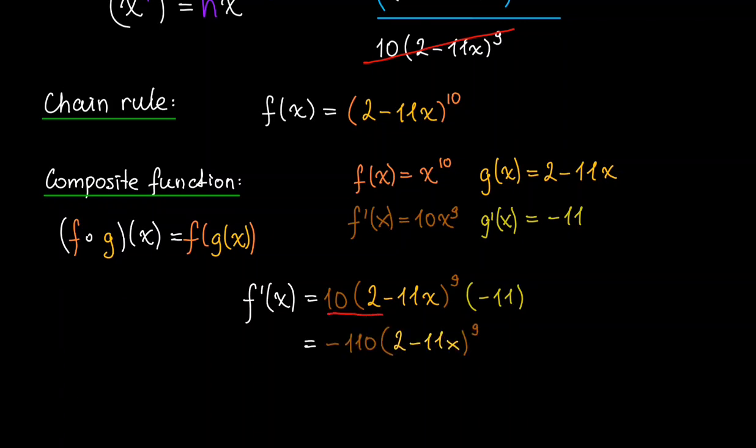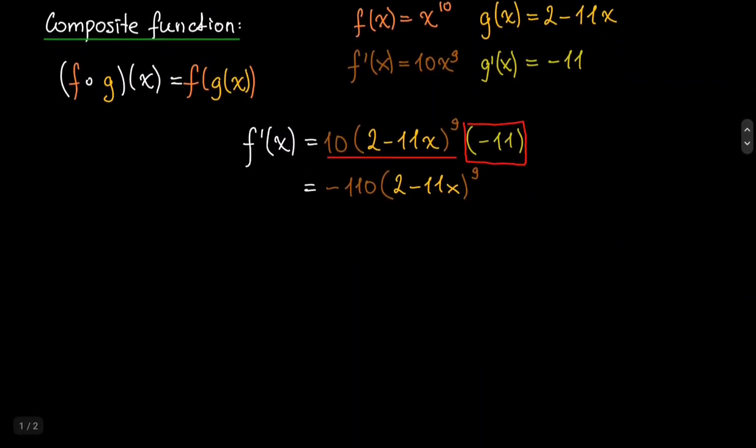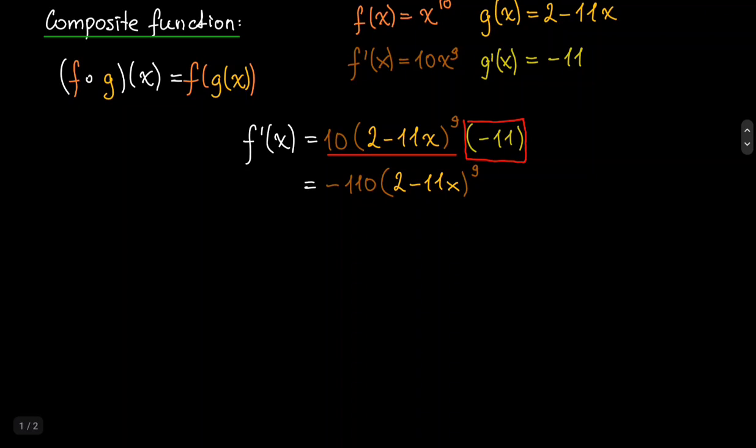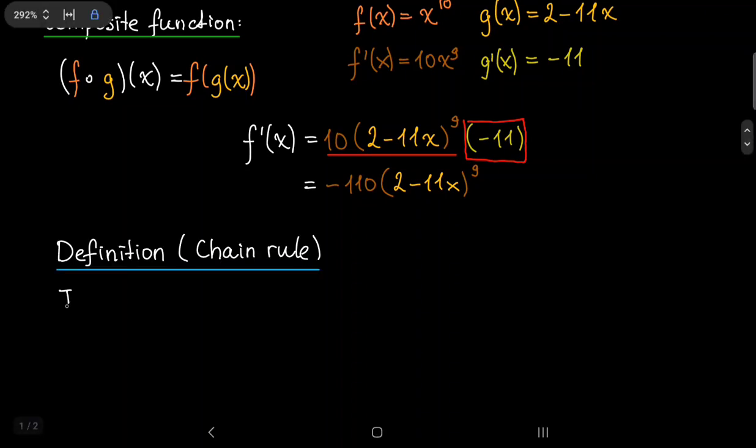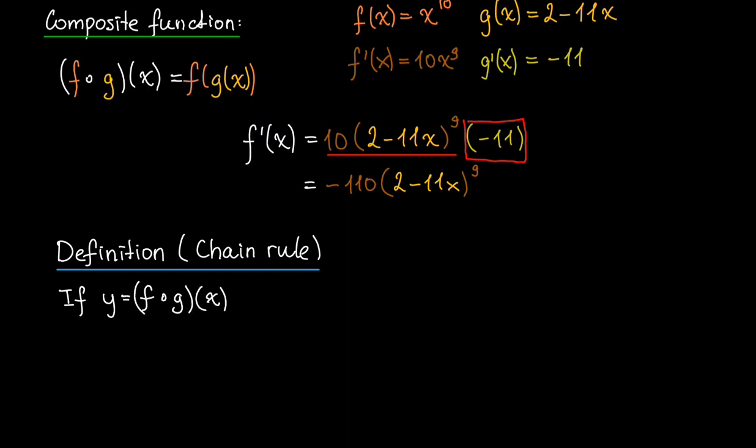As you can see, here we did indeed apply the power rule. However, what we were missing was the derivative of the inside. And thus from this, we can formulate the formal definition for the chain rule. If y is a composite function in the form of f o g of x, then its derivative would just be f derivative with the original g of x multiplied by the derivative of the inside, or the derivative of g.